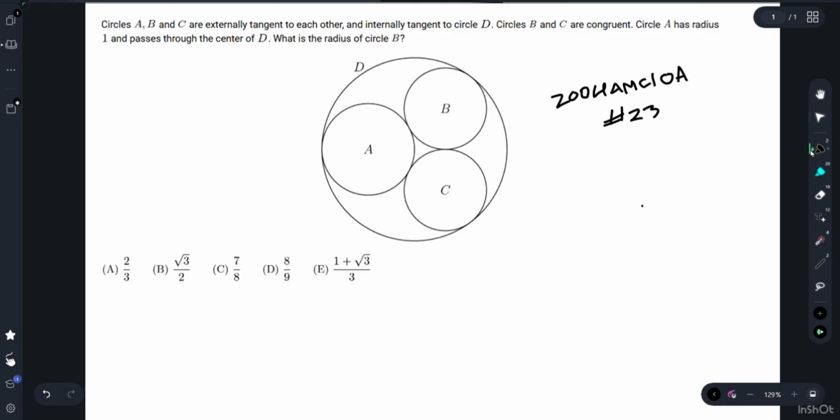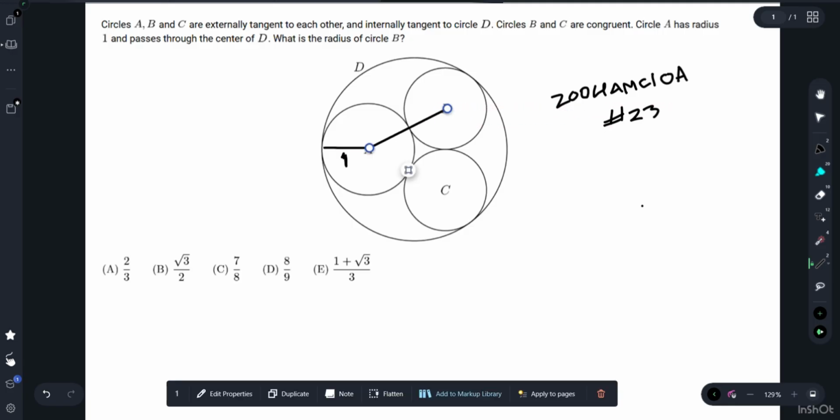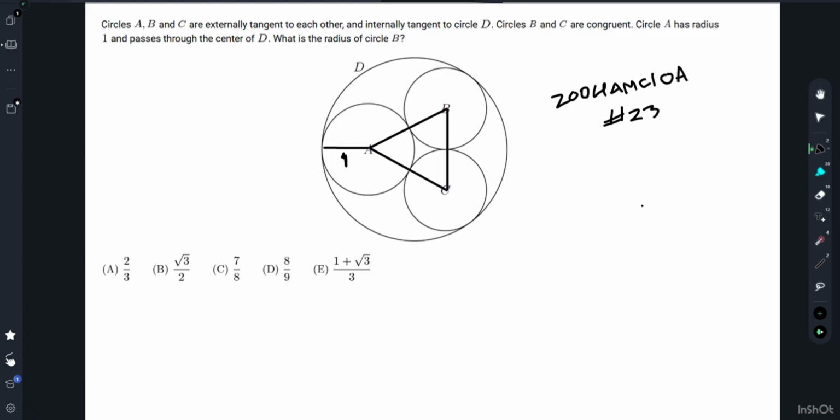So let's start by labeling what we know. We know the radius of A right here is 1. One thing we can do is connect the centers of these three circles. So we have A to B, B to C, C back to A. So we have this being 1 and this is also 1.